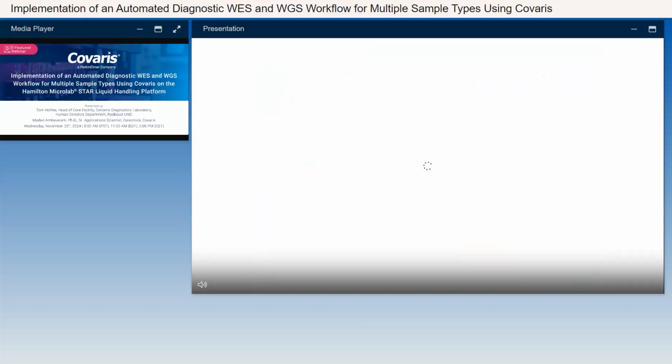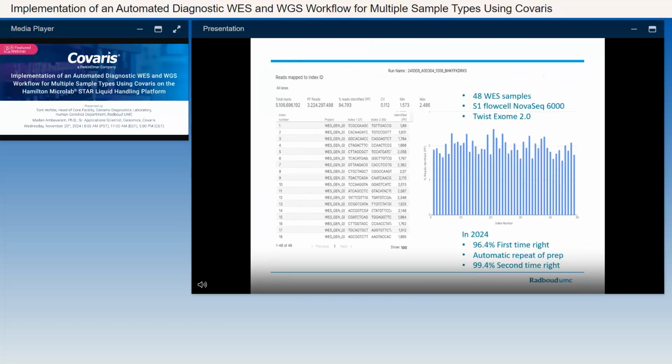And how will this look in the instrument? Here is an example of one flow cell. We run 48 WES samples on an S1 flow cell and 96 exome samples on an S2 flow cell of the NovaSeq 6000. In 2024, we had a first-time right of 96.4%. When the prep fails the first time, we automatically repeat the prep, and the second-time right is 99.4% at the moment. So only 0.6% fails in this process at the moment.